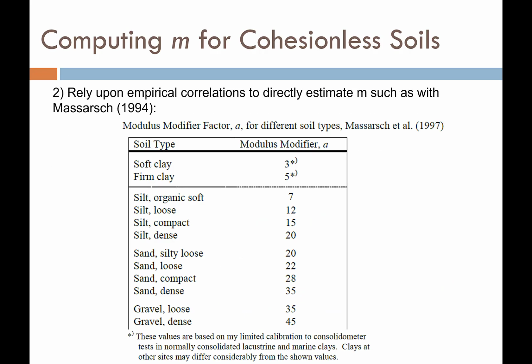First, there's a table summarized in the Fellenius textbook from the Massarch paper, updated in 1997. So you can see for different soil types, he has different modifiers of A. And so you can basically just set up a macro, or you can set up a reference table in Excel, and depending on the soil behavior type, you can have it automatically grab a modulus modifier, depending on what your CPT is.